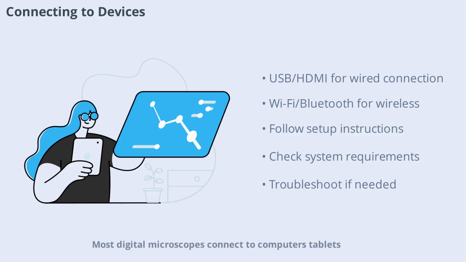Most digital microscopes connect to computers, tablets, or monitors using USB or HDMI cables. Some models offer wireless connectivity via Wi-Fi or Bluetooth, making it easy to use the microscope with multiple devices. Follow the manufacturer's instructions for setup, and ensure your device meets the system requirements.